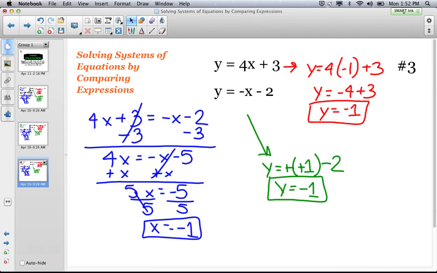So this is solving systems of equations by comparing expressions, and now you know two different ways to solve systems of equations: by comparing expressions and by graphing.